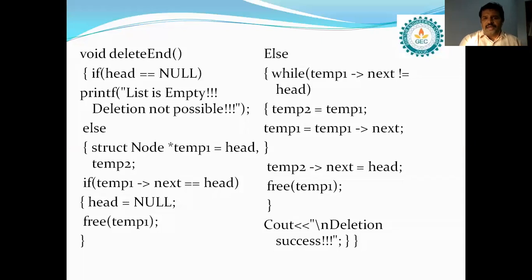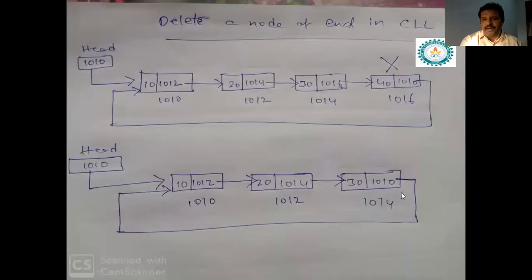Let us explain. temp1 equal to temp next, and temp2 next equal to head. This is temp2 next equal to head, and after that this is temp1 which can be deleted, right? So this is how we can delete the node at the end of the circular linked list.